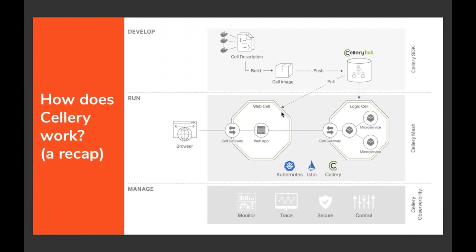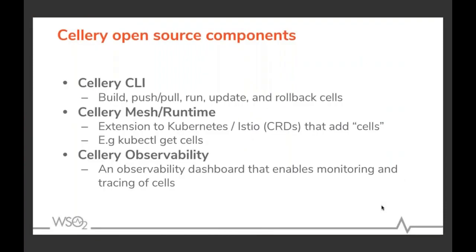So I can run my backend cell, my frontend cell, and I have basically a standard Kubernetes environment, but I've added into that Istio and this Cellery CRD that defines the cell type. And then I have this management and observability environment that lets me see what's happening with it. And so there are these open source components. The CLI is a very small, simple system. The mesh runtime is these extensions to Kubernetes and Istio to deploy this. And then the observability dashboard that I'm having so much trouble with.